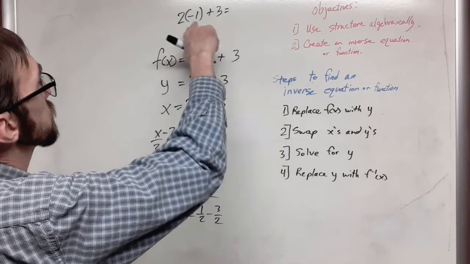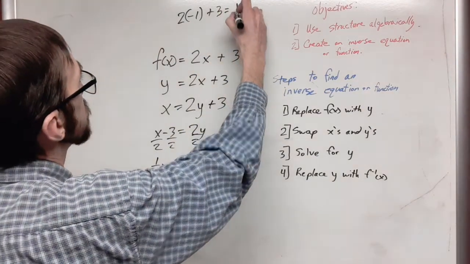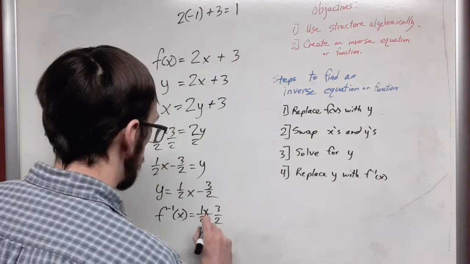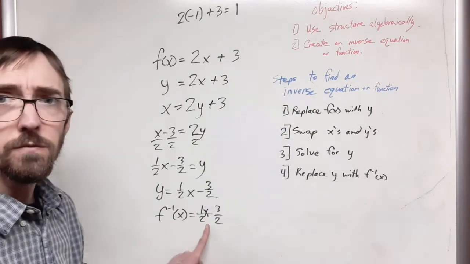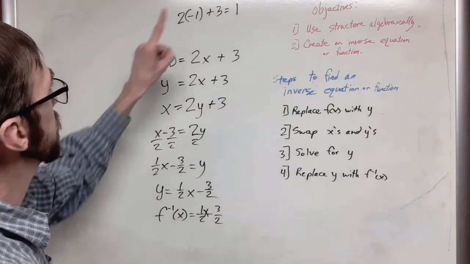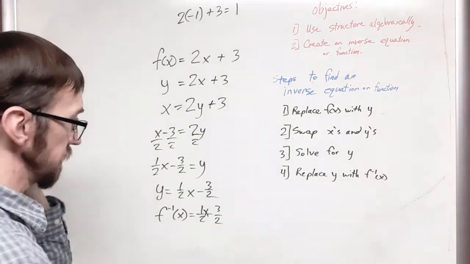So we did 2 times -1 is going to be -2 plus 3 is 1. So we're going to plug 1 in for x here. And we should get back -1 if this is the inverse that we were looking for.